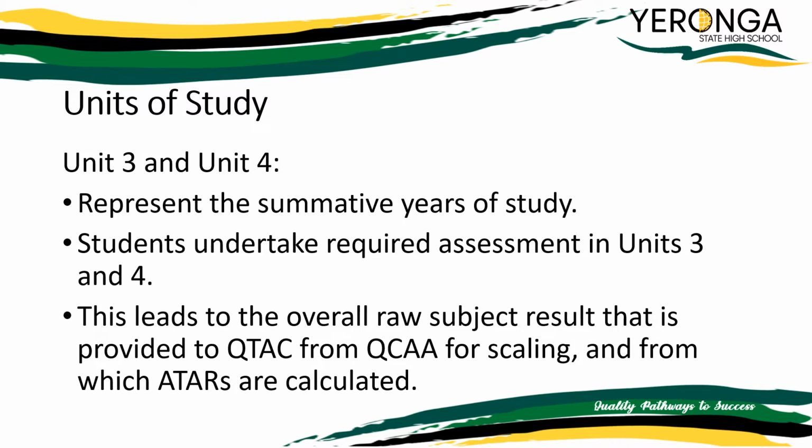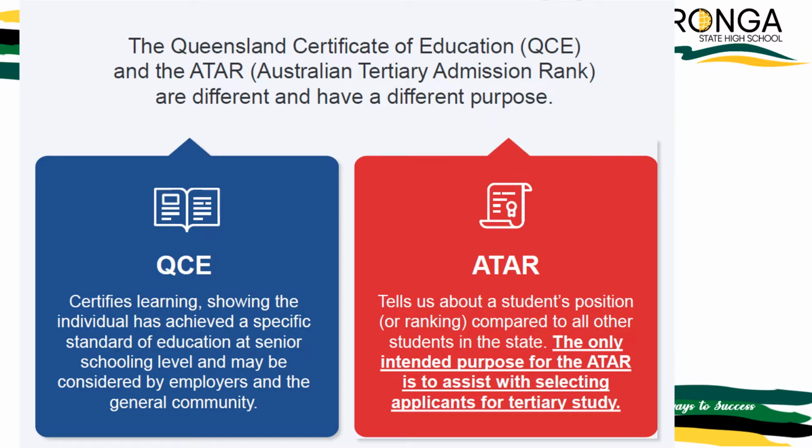ATARs are calculated. So the Queensland Certificate of Education, the QCE, and the ATAR, Australian Tertiary Administration Rank, are different and have different purposes. The QCE certifies learning, showing the individual has achieved a specific standard of education at senior schooling level, and may be considered by employers and the general community. The ATAR, in comparison, tells us about the student's position or ranking compared to all other students in the state. The only intended purpose for the ATAR is to assist with selecting applicants for tertiary study.